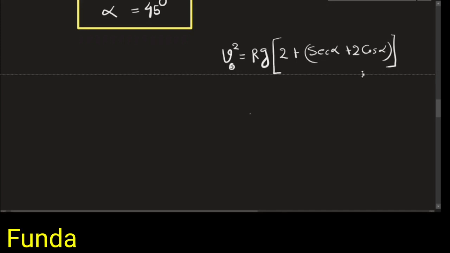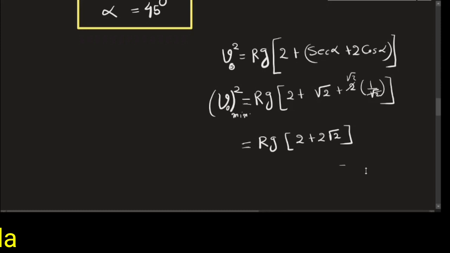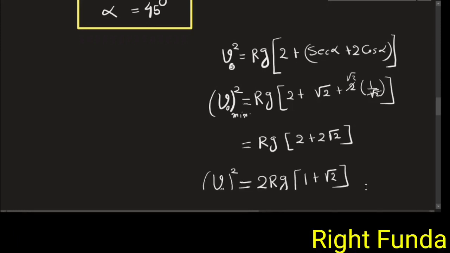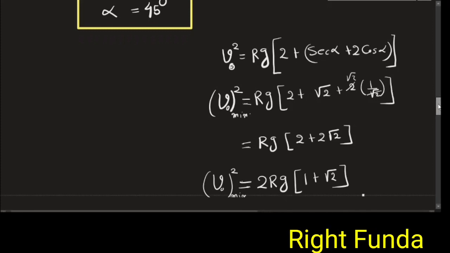So first, cosecant will be equal to root 2 and the other will be equal to 1 by root 2. If I substitute that value, then I'll get the minimum value of V naught square that I have taken. So this is equal to root 2 and this is equal to another root 2. This cancels to become root 2. So 2 root 2 and 2 is there. So I take this value and I got Rg into 2 plus 2 root 2. Or if I take 2 common, I got 2Rg into 1 plus root 2.